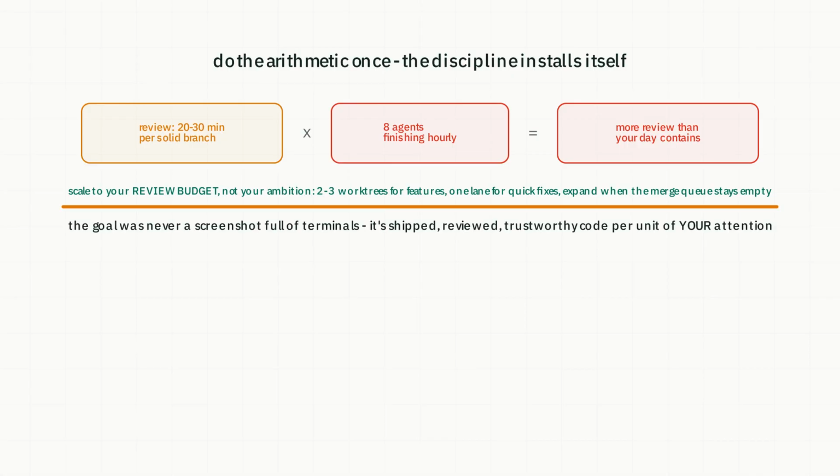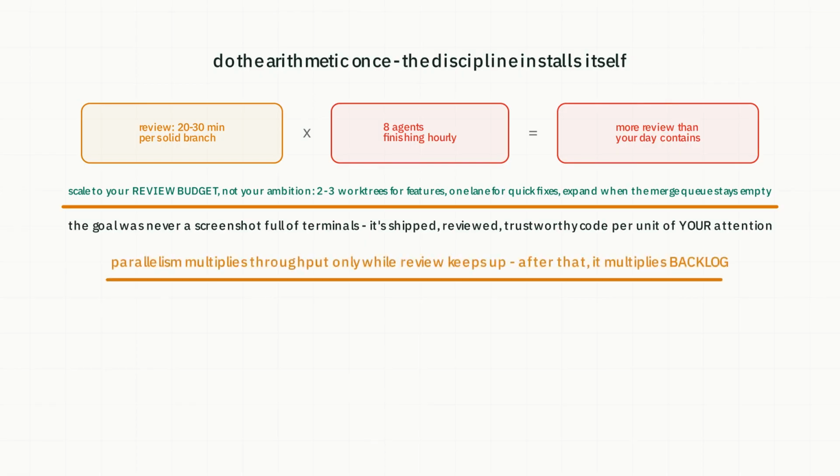The goal was never a screenshot full of terminals. It's shipped, reviewed, trustworthy code per unit of your attention. Parallelism is a multiplier on throughput only when review keeps up. After that, it's a multiplier on backlog.